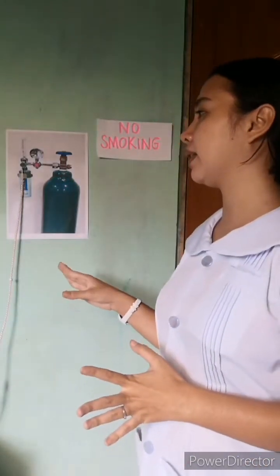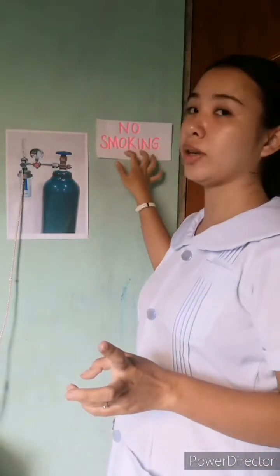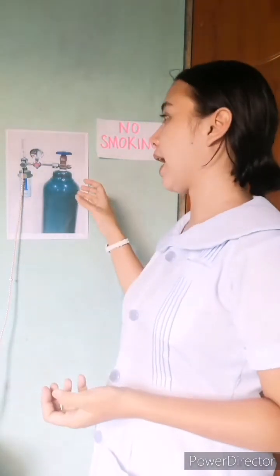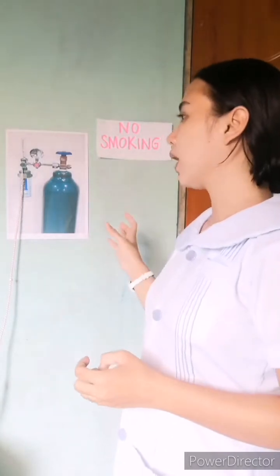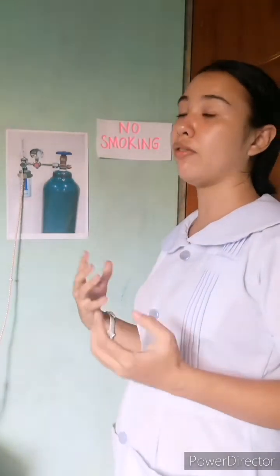So after that, we're going to set up the oxygen equipment and the humidifier. But also, don't forget to put the no smoking sign in the area where there is an oxygen tank so that we can avoid fire. So now we're going to set up the oxygen equipment and the humidifier.